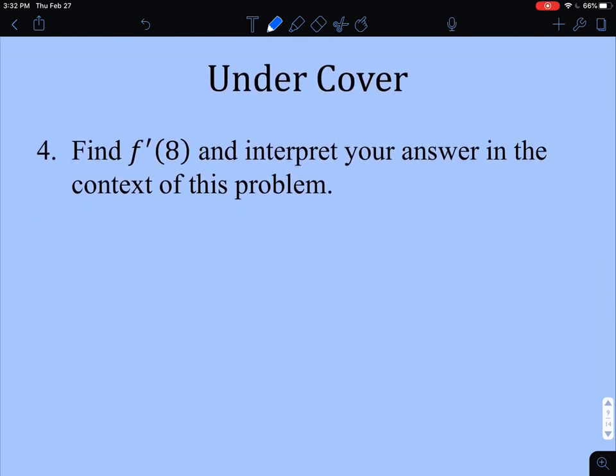Find f prime of 8 and interpret your answer in the context of this problem. Well, f of x equals my integral from 0 to x of 20t minus t squared dt. Well, in order to find f prime, I'm going to have to take the derivative with respect to x.